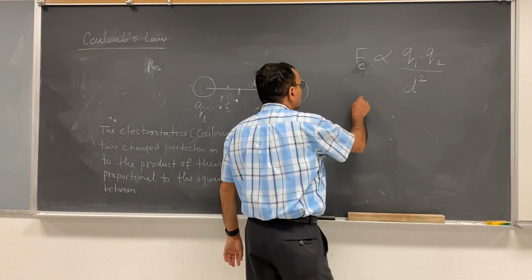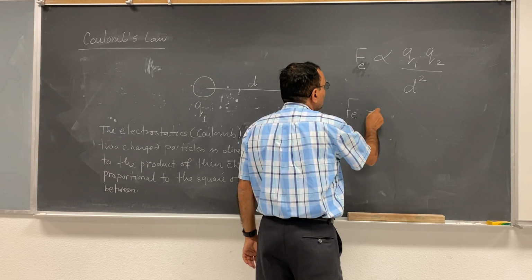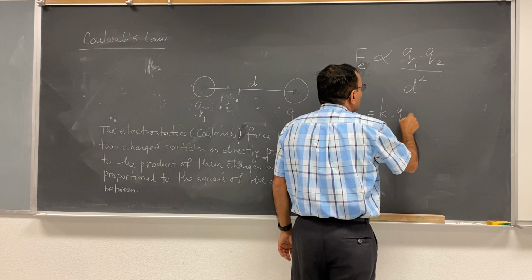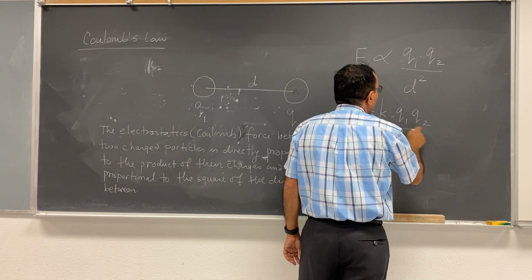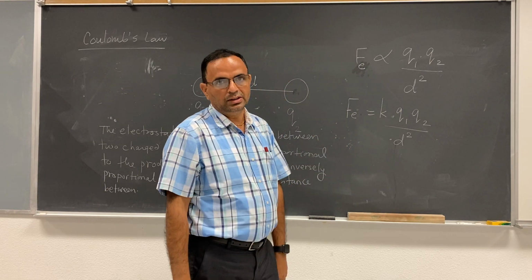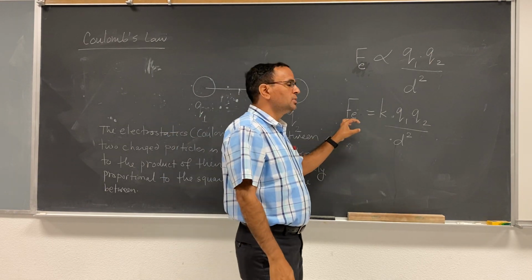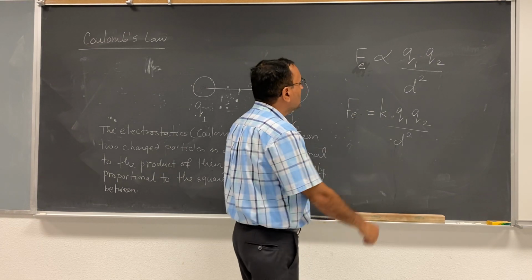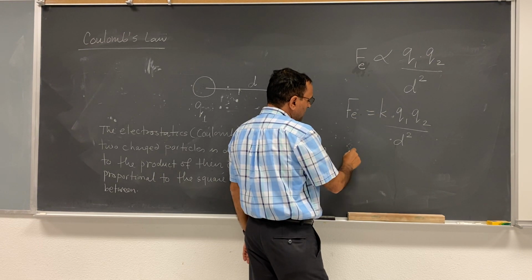But this one, this F of E equal, you can write down K Q1 Q2 divided by D square. This gives you the magnitude only. Okay, the magnitude of electrostatic force. This formula gives you the magnitude of electrostatic force. And here K is lowercase k.